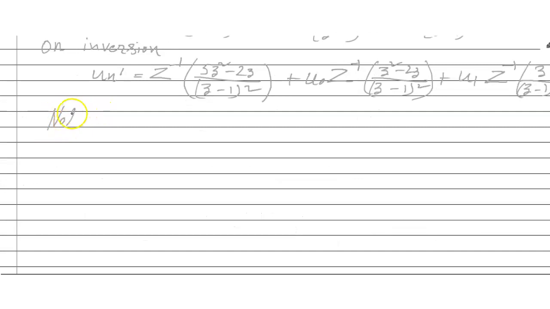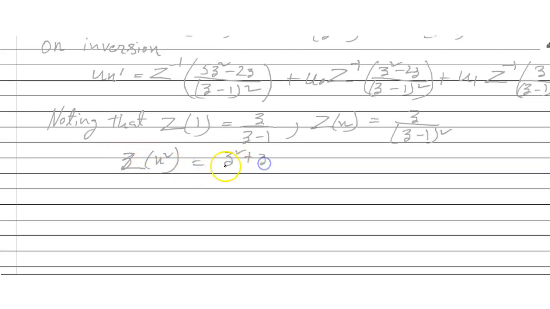So friends, noting that z inverse of z divided by z minus 1 equals 1, z inverse of z divided by (z minus 1) whole square equals n, and z inverse of (z square plus z) divided by (z minus 1) whole cube equals n square. And z inverse of (z cube plus 4z square plus z) divided by (z minus 1) whole to the power 4 equals n cube.